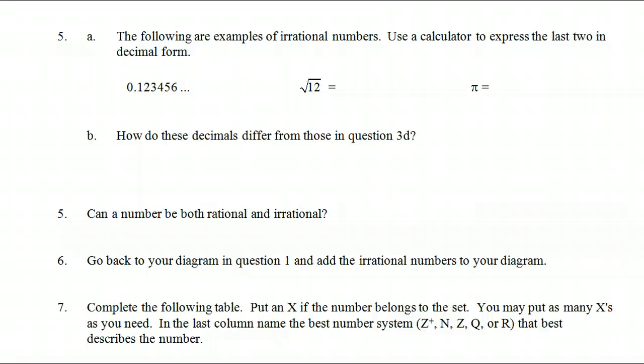Number 5, using a calculator to express decimal numbers. And decimals can, of course, be terminating decimals or non-terminating. That is, they end or they don't end. They can be repeating, terminating. Think of 1/3, 0.33333, and so on. It's repeating, non-terminating.